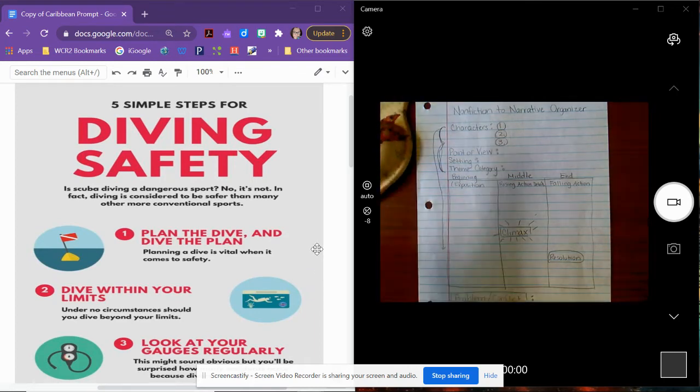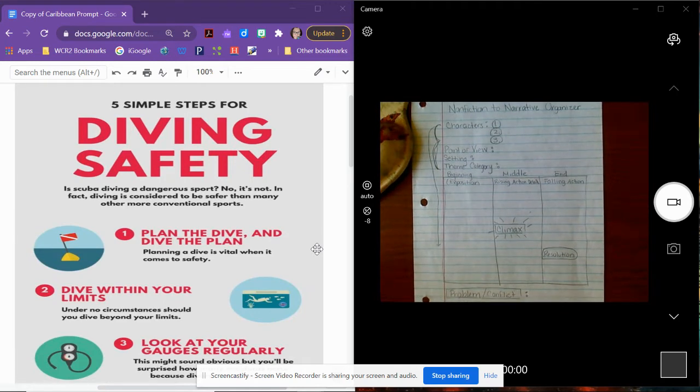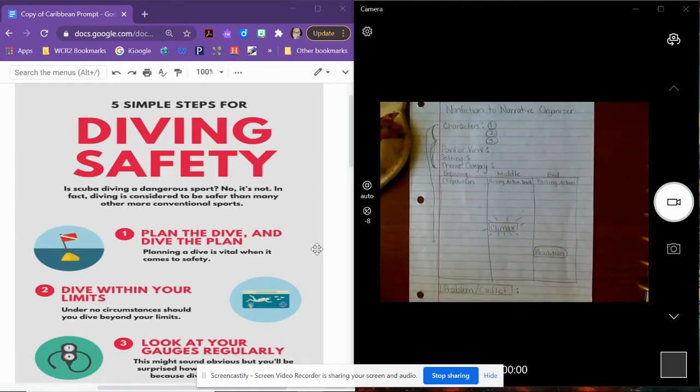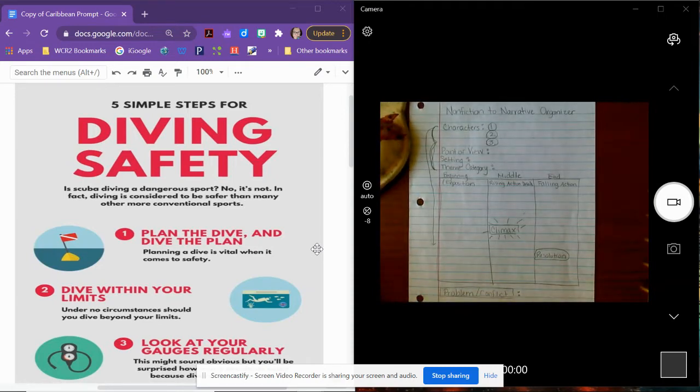Today I'm going to show you how to do a nonfiction to narrative organizer. It looks very similar to what we've done before, just using this basic organizer. I want you to get a piece of paper and a pencil and set up your paper to look just like mine, because I want you to be doing this with me while we are writing our story. Go ahead and pause the video, get your pencil and paper, and set it up so that you can follow along while I'm teaching this lesson.